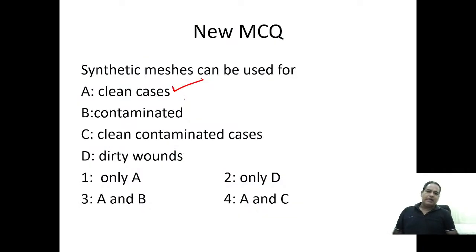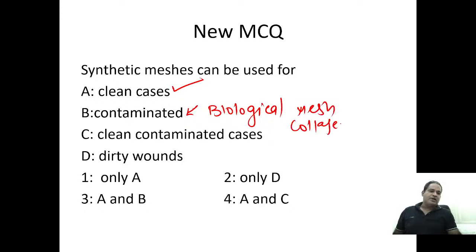Now, you see here, synthetic meshes can only be used for clean cases. If it is contaminated, we have to use biological mesh in hernia. Biological mesh is made up of collagen or dermis. Yes, Dr. Nishant, you're right. Fine. Sorry. For clean contaminated also. Fine. If it is contaminated, we don't use any mesh.